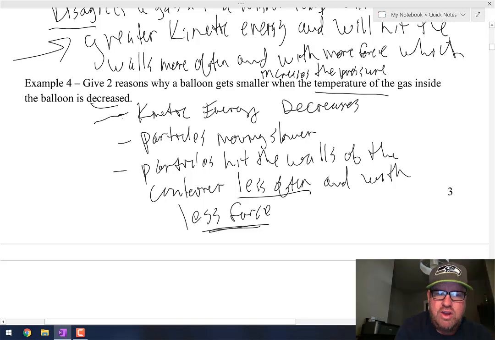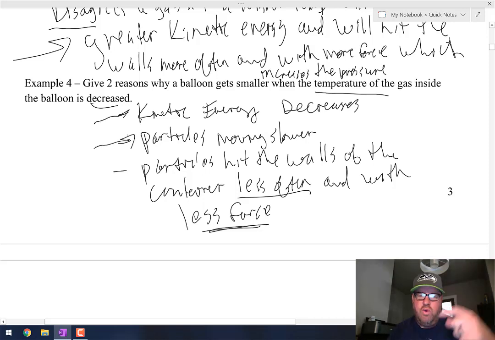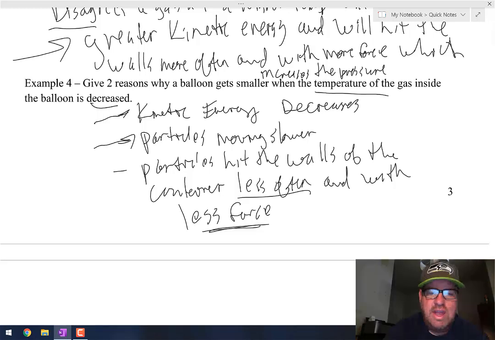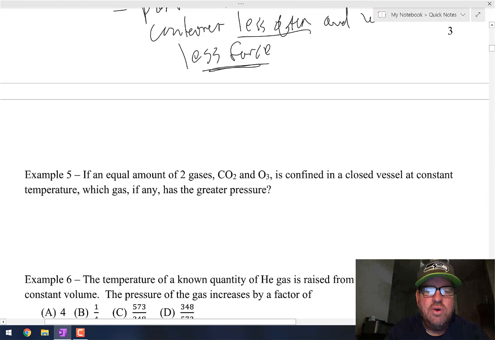Because kinetic energy goes down, the particles are moving slower. So if they're moving slower, they're hitting the walls of the container not as often. And when they do hit the container, they're not hitting them with as much force.